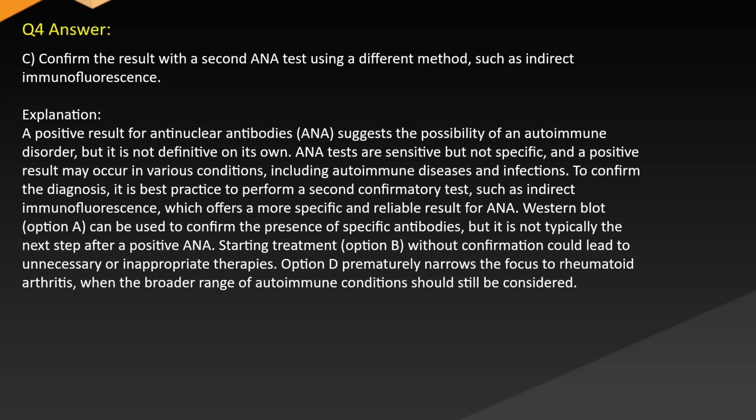To confirm the diagnosis, it is best practice to perform a second confirmatory test, such as indirect immunofluorescence, which offers a more specific and reliable result for ANA. Western blot, option A, can be used to confirm the presence of specific antibodies, but it is not typically the step after a positive ANA. Starting treatment, option B, without confirmation could lead to unnecessary or inappropriate therapies. Option D prematurely narrows the focus to rheumatoid arthritis when the broader range of autoimmune conditions should still be considered.